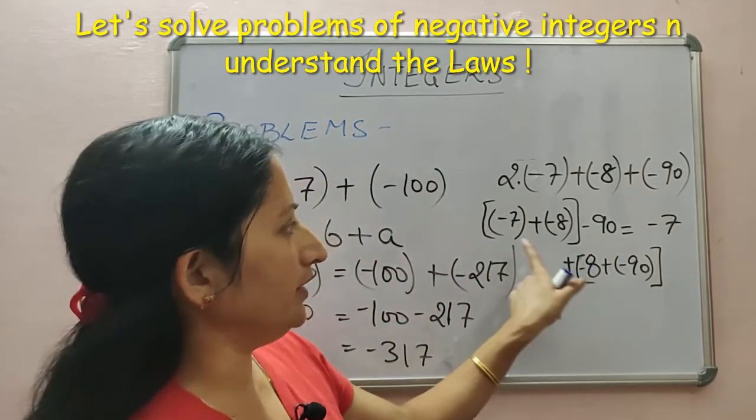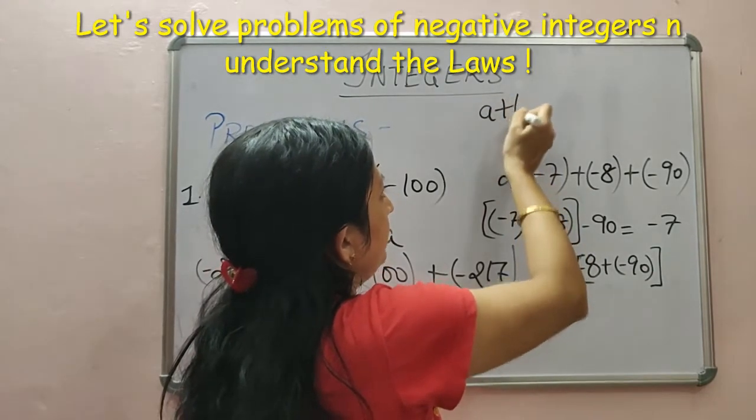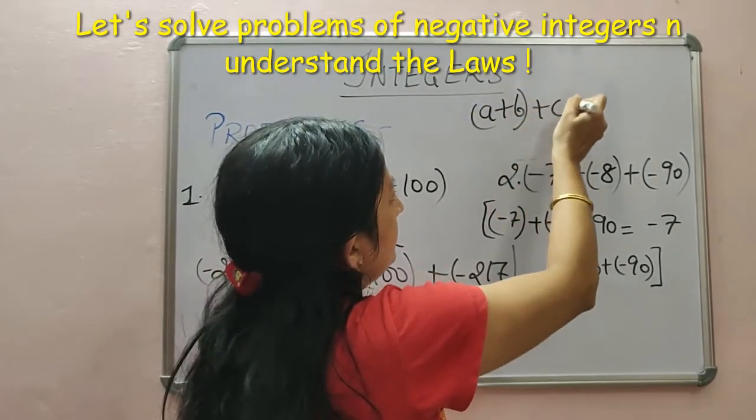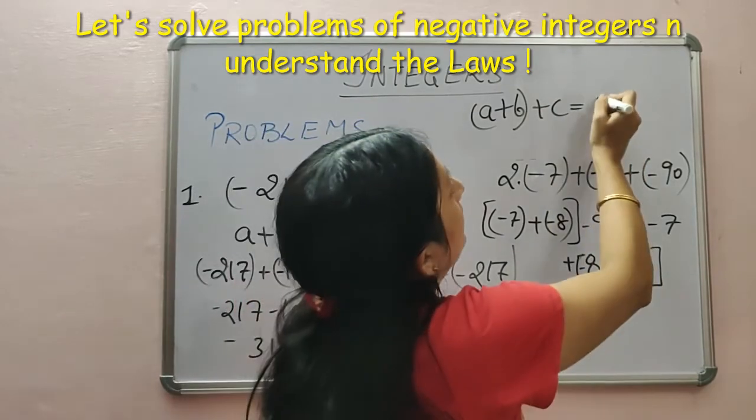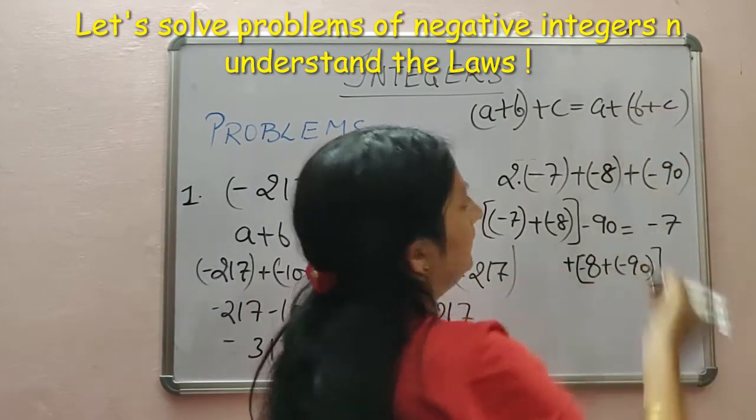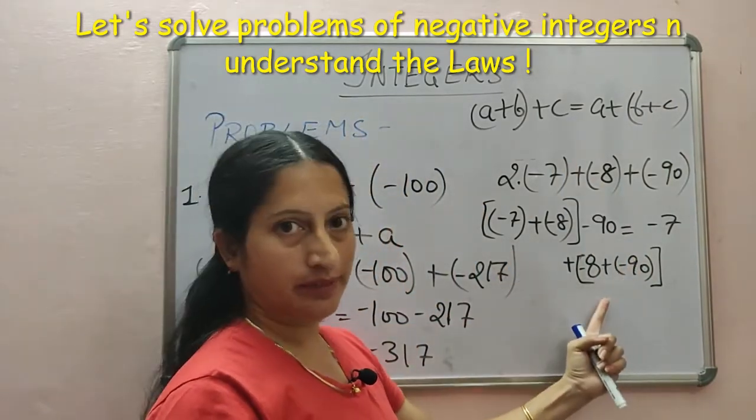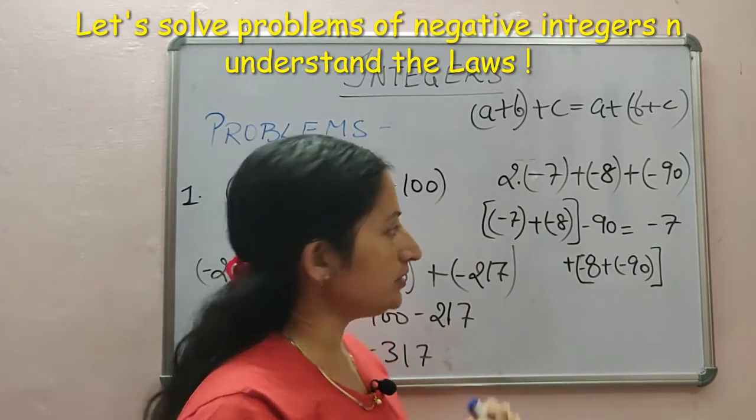So I hope you have understood. That is, according to the rule, A plus B plus C is equal to A plus B plus C. That is your associative law. So I hope you are able to do this. This much you have understood.